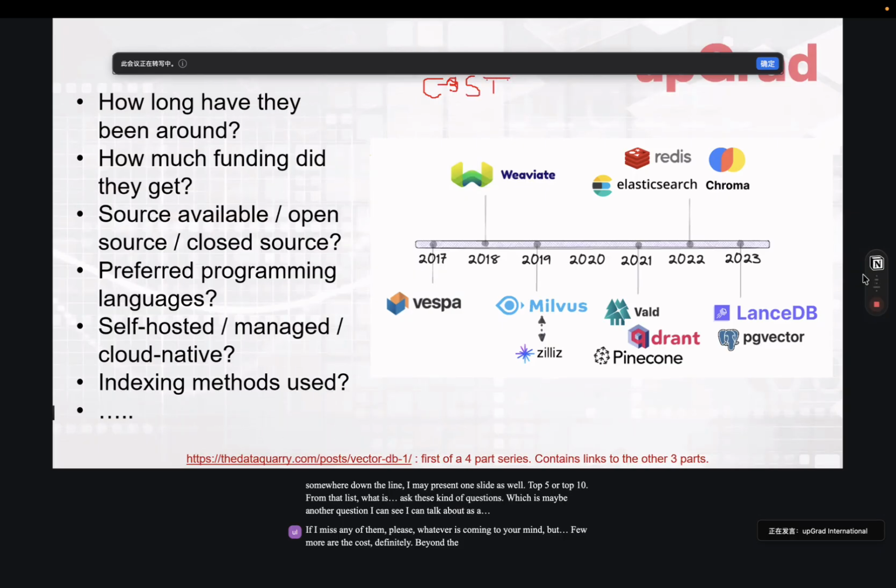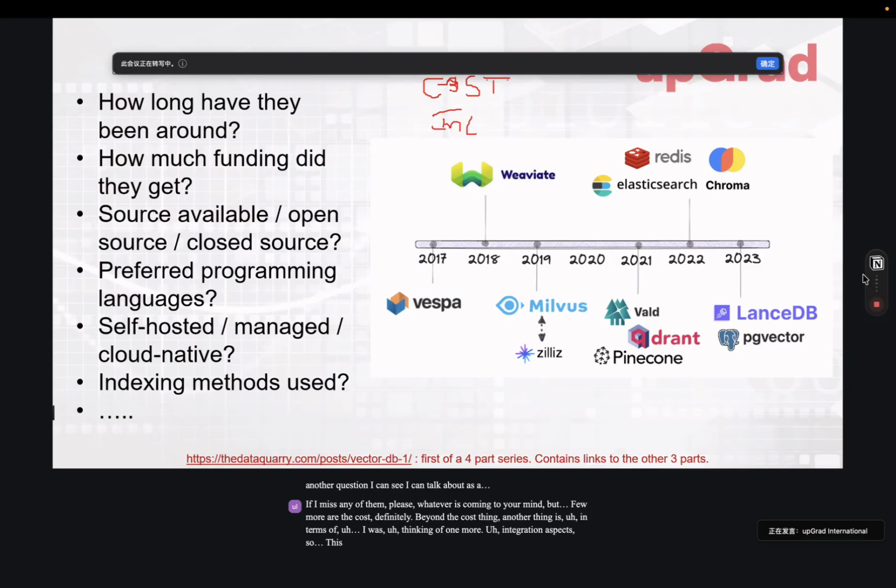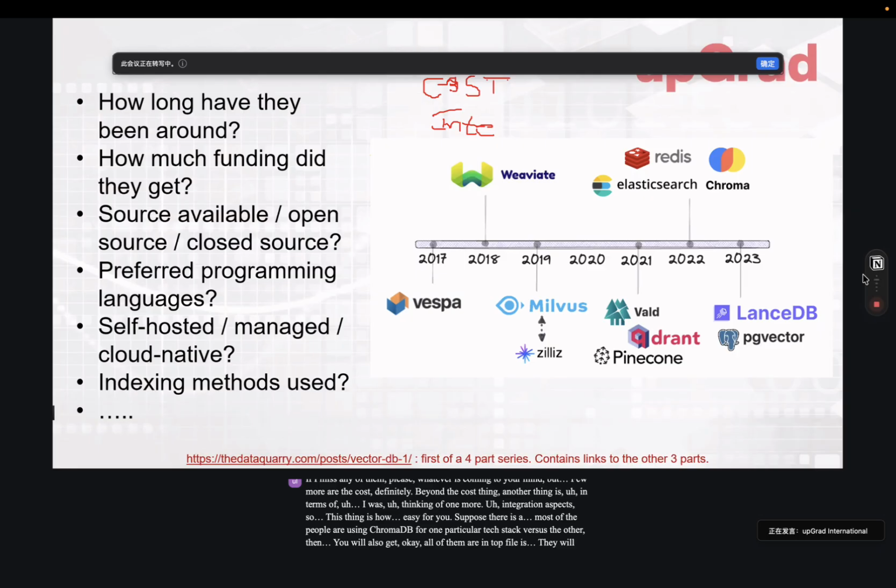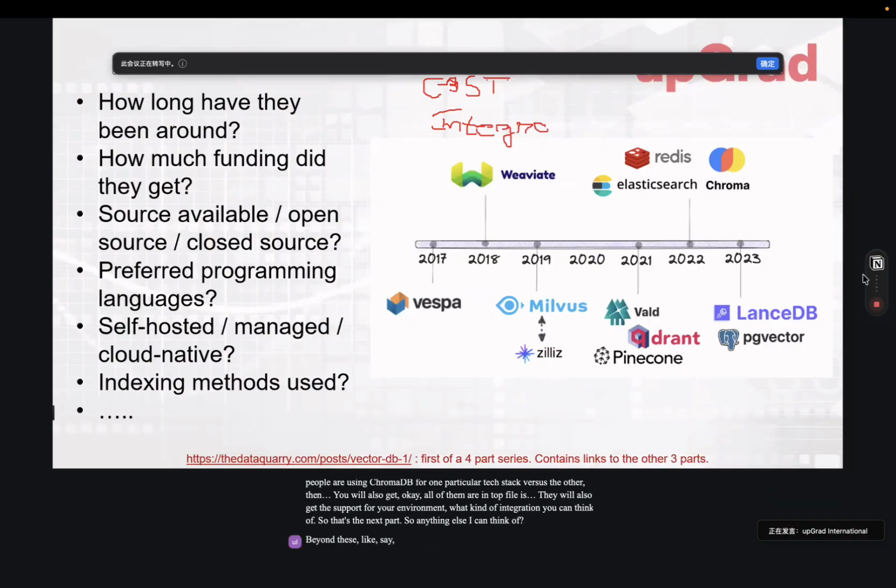Beyond the costing, I was thinking of one more: integration aspects. How easy is it for you? Suppose most people are using ChromaDB for one particular tech stack versus the other, then you will also find that all of them are in the top 5 list. They will get support for your environment. What kind of integration can you think of? So that's the next part. Anything else I can think of beyond these? Let's say top 10, what we are talking about here.